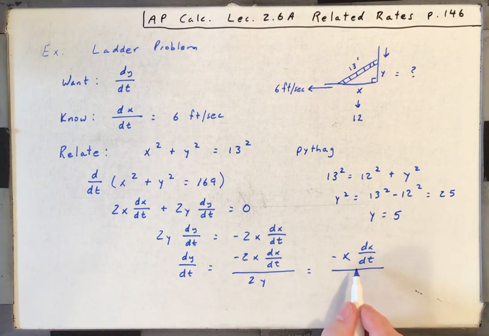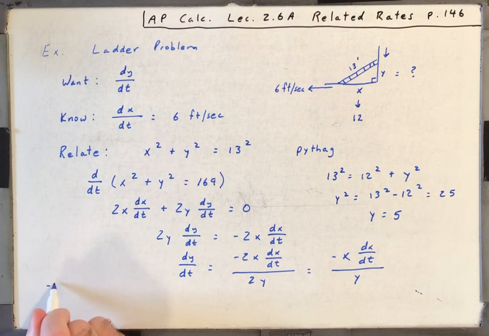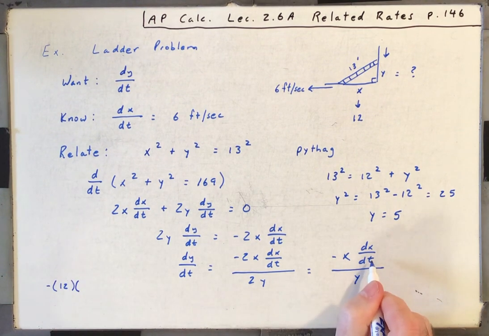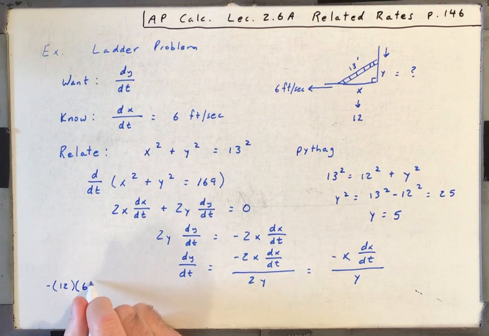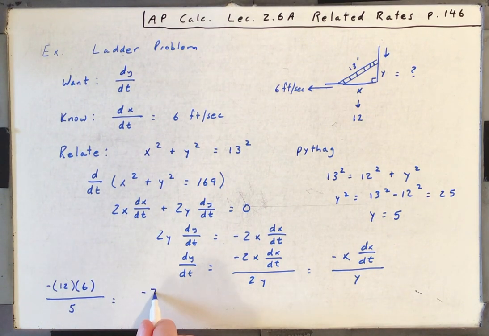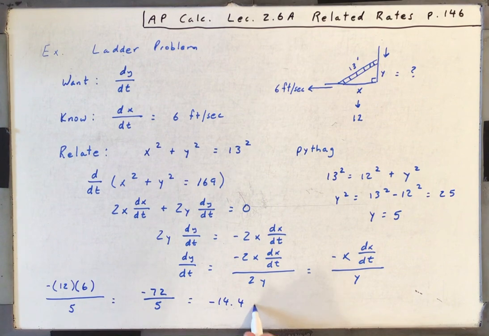Okay, so now we're going to plug those numbers in. We have negative 12 for x, dx/dt is 6, and then y is 5. So that is negative 72 over 5, which if you want it to be in decimal, this is completely fine. But that'd be negative 14.4 feet per second.